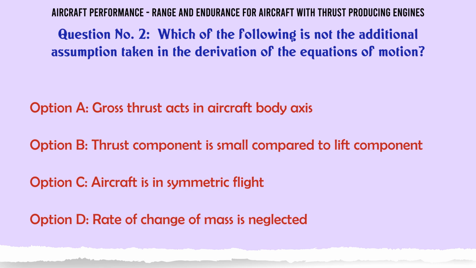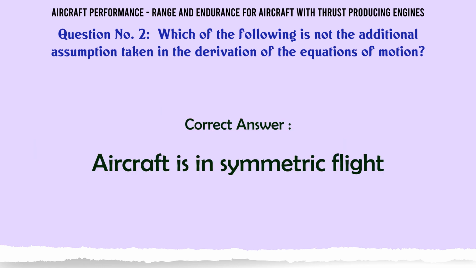Which of the following is not the additional assumption taken in the derivation of the equations of motion? A. Gross thrust acts in aircraft body axis. B. Thrust component is small compared to lift component. C. Aircraft is in symmetric flight. D. Rate of change of mass is neglected. The correct answer is aircraft is in symmetric flight.